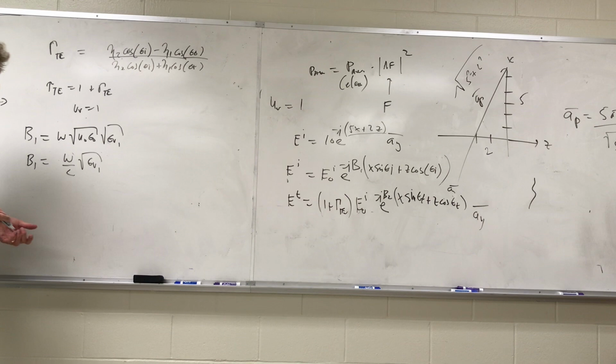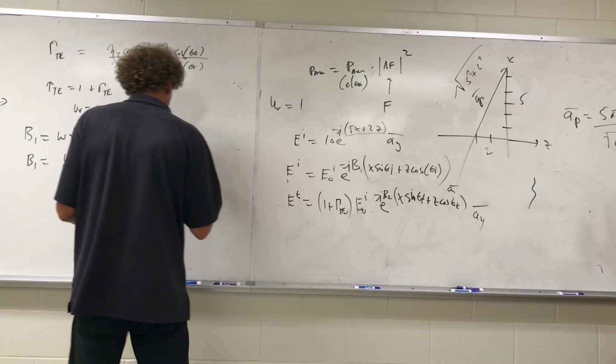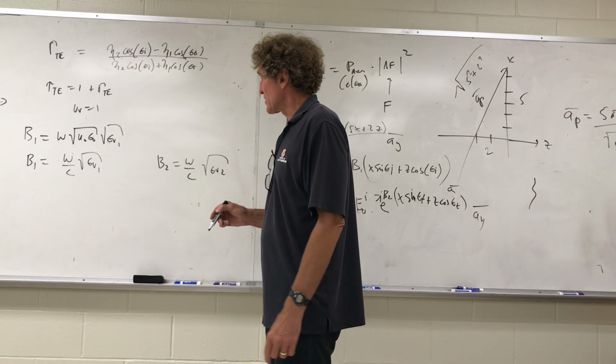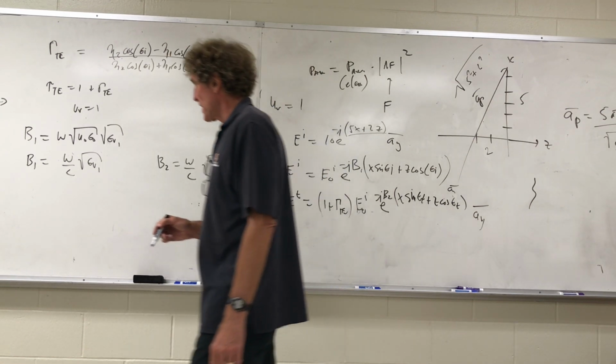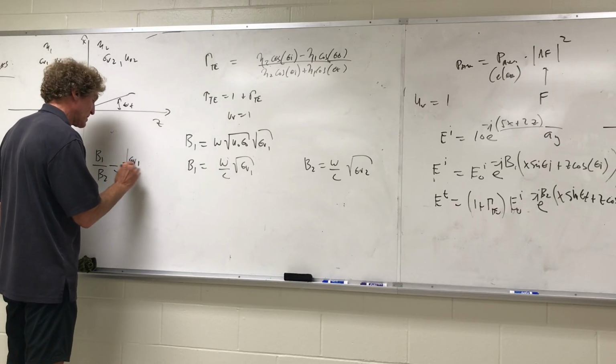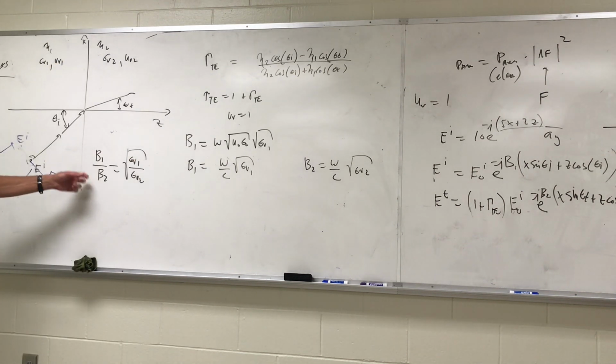Now, what is beta in region 2? Well, it's still going to have an omega over c, right? And it's going to be times the square root of epsilon relative 2. Now take a look at the ratio of these. If I divide beta 1 by beta 2, what do I get? The square root of epsilon relative 1 over the square root of epsilon relative 2, right? So if I have beta in either of these regions and I know the relative epsilon, I can get beta in the other region.